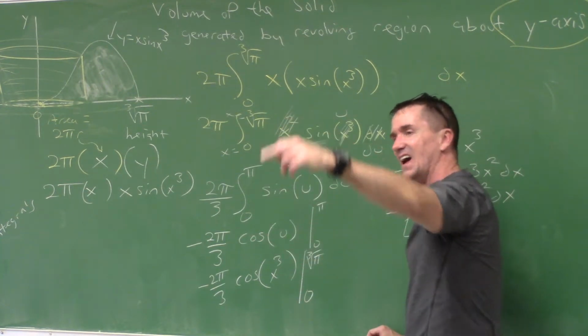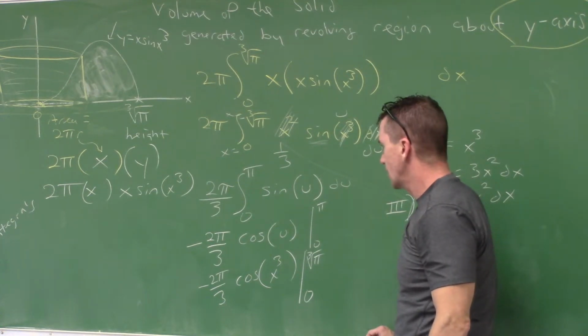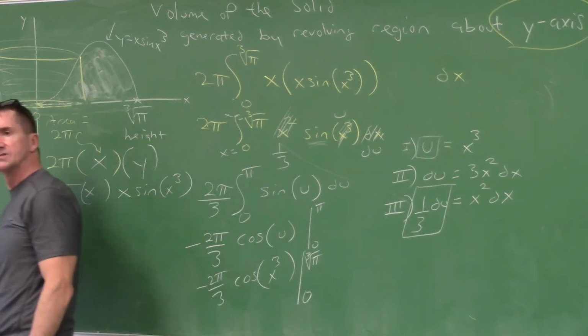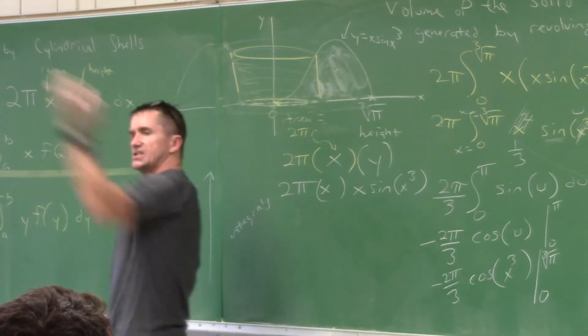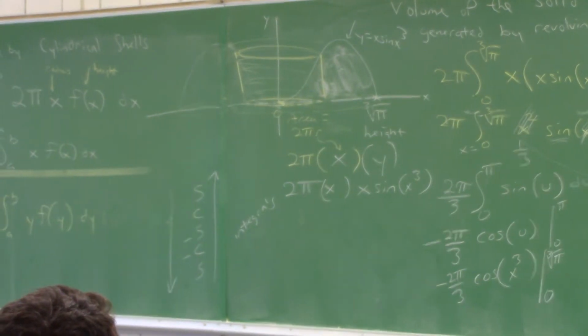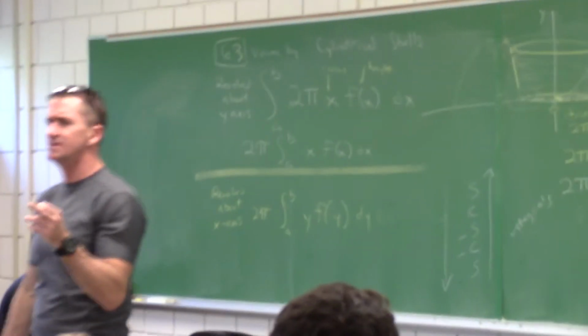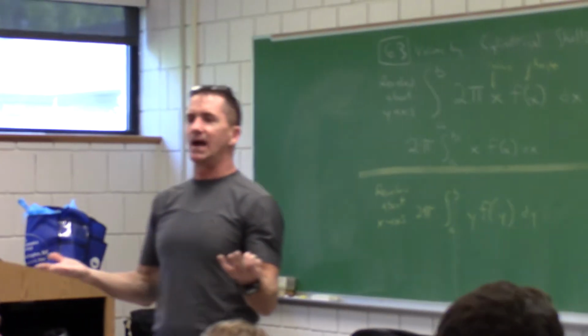Why did the 2 pi over 3 change to negative? Oh, because the integral of sine is a negative cosine, right? And I just stuck it way in the front. But hey, we're finding volume. Do you agree our final answer should be positive? Yeah. Volume can't be negative, can it?